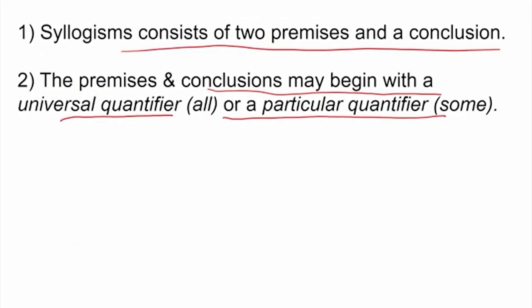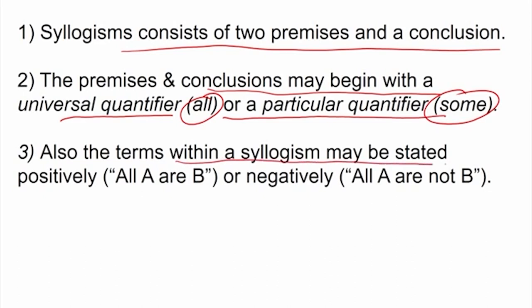So, basically most of these reasoning examples start with these kinds of quantifiers, which are either some or all. Also, the terms within a syllogism may be stated positively, which is all A are B, or negatively, all A are not B. So, the statement itself could be both negative and positive. If it is positive, it will be all A's are B's. If it is negative, it will be all A's are not B's. It could also be some A's are B's, some A's are not B's, and so on and so forth. So, depending on the quantifier or the environment of the syllogism, a particular syllogistic statement may be stated in a positive or a negative reference frame.